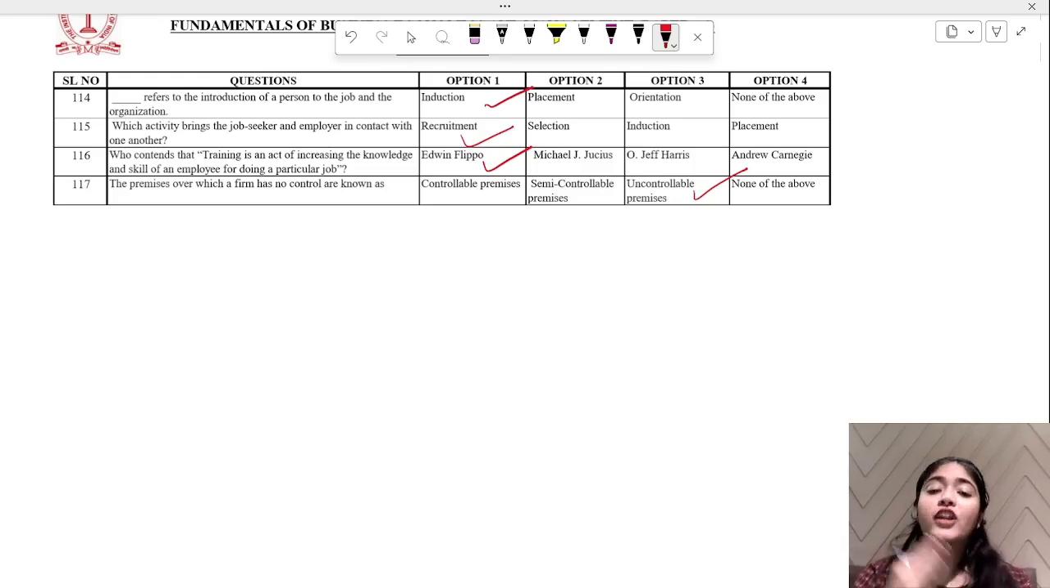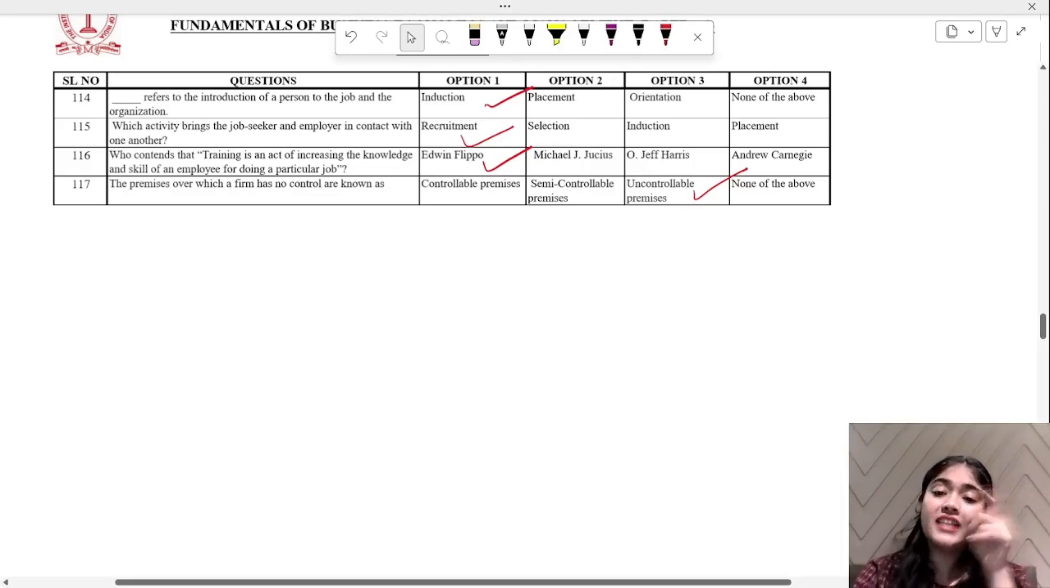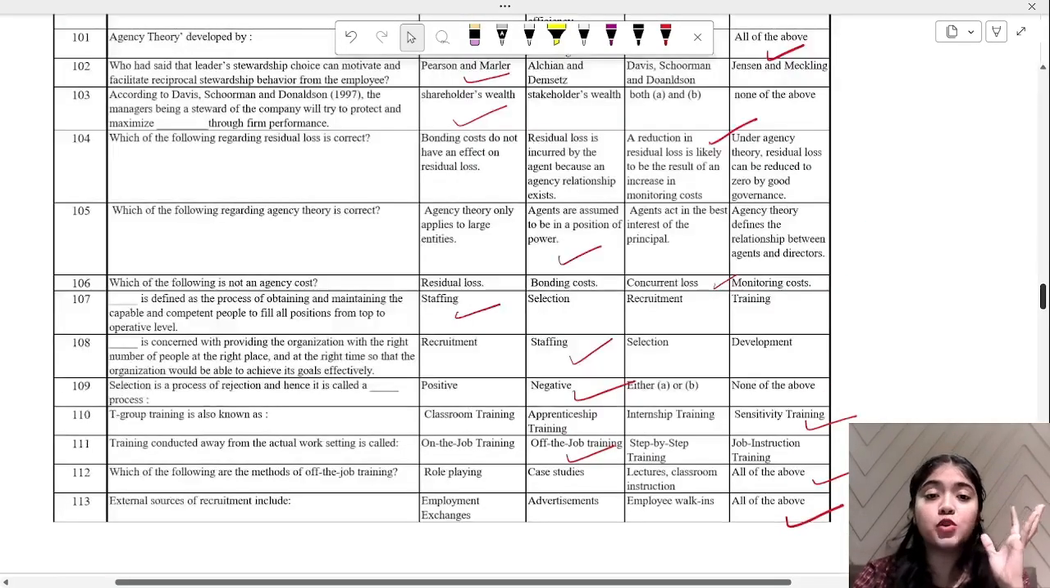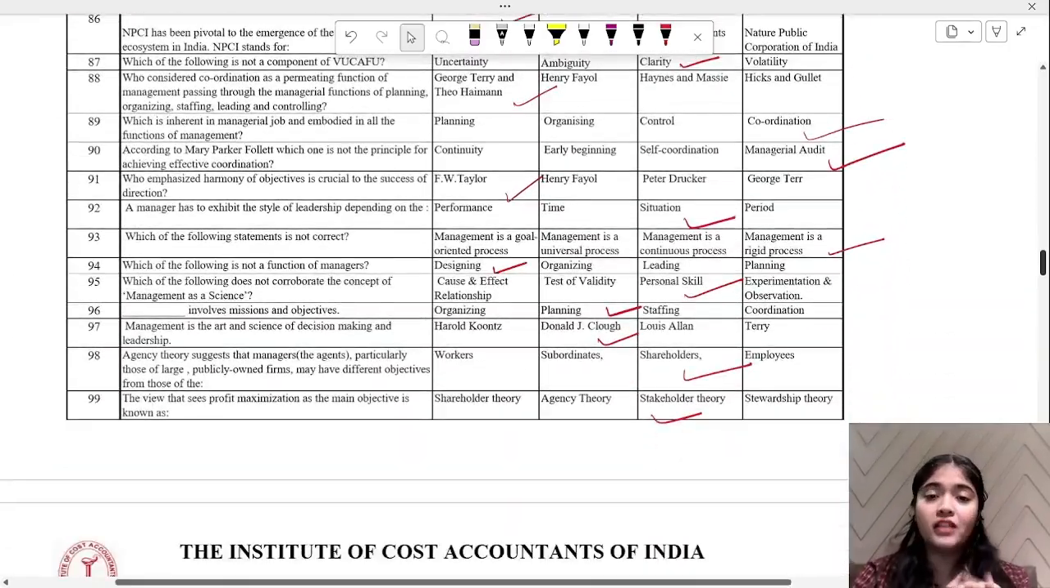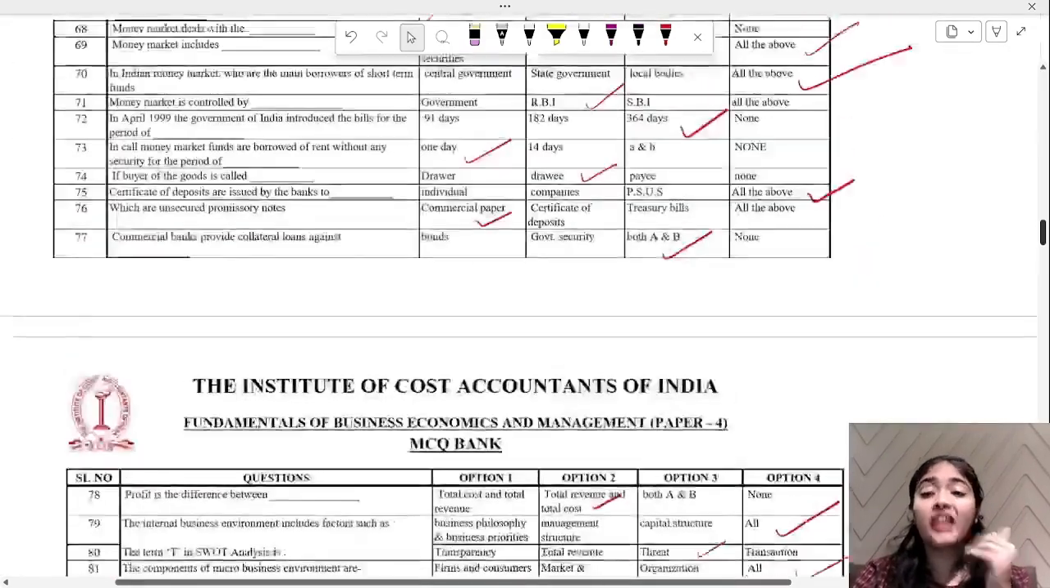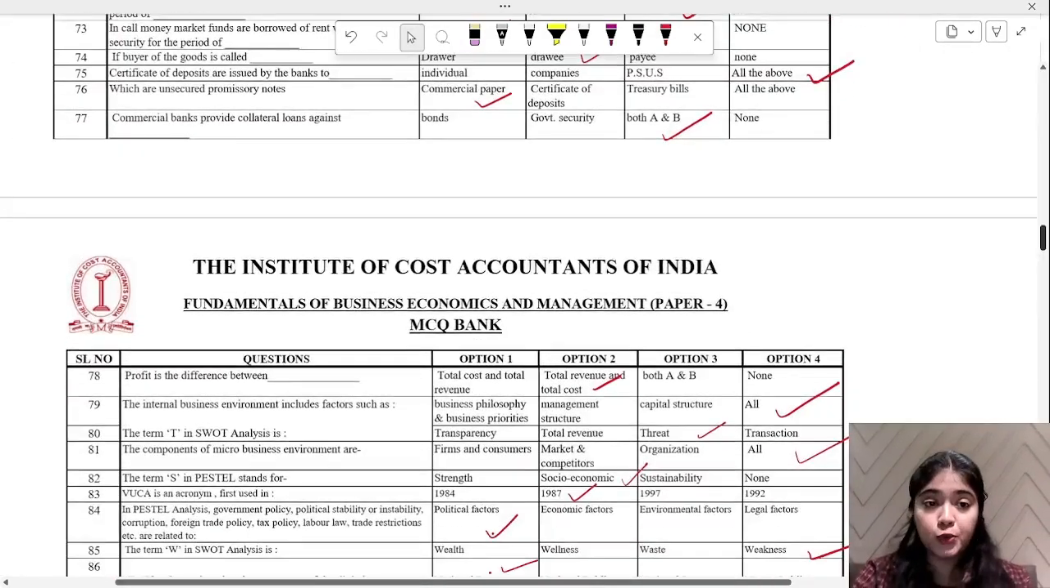Staffing, planning, coordination, controlling, etc. Definitions you have to learn. SWOT analysis names you have to see. PESTLE analysis names you have to see. The definition of socio-economic, political, environmental, etc. All this you have to keep in mind. That will help you. Names of authors or theory inventors, developers are asked to you.